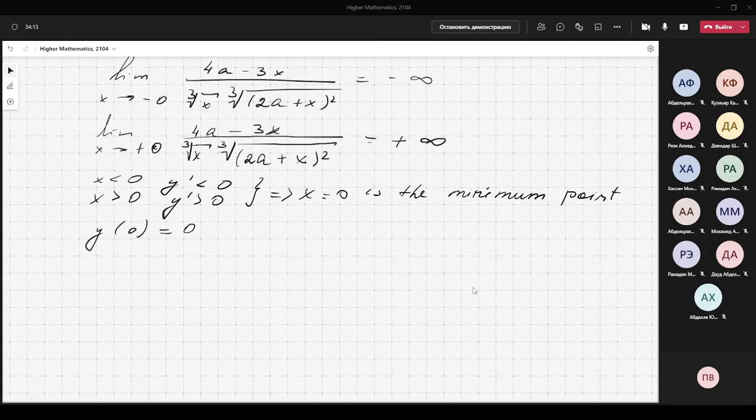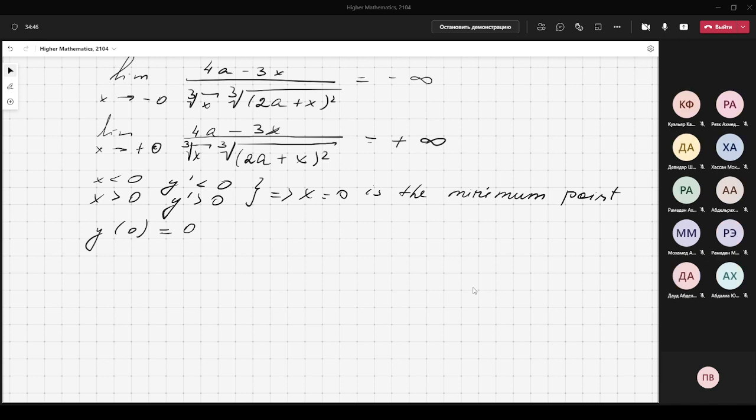At x is 2a, the derivative also approaches infinity. However, in this case, for all values of x close to 2a, both on the right and left of 2a, the derivative is negative. Therefore, at this point, the function has neither a maximum nor a minimum.